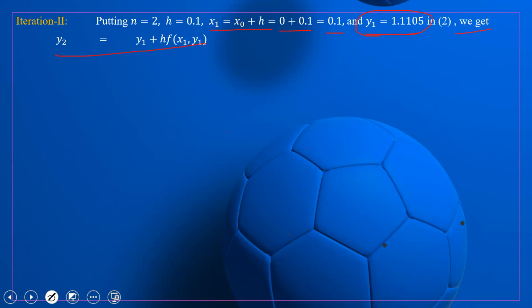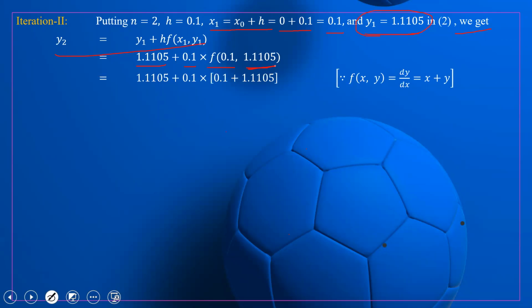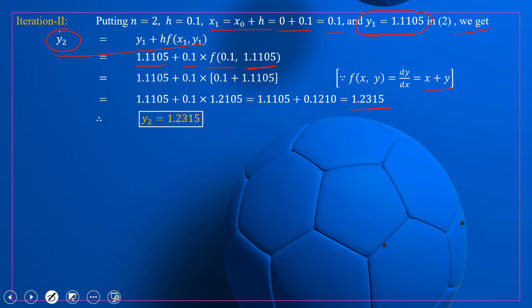What is the value of y2? So y2 is equal to 1.1105 plus 0.1 into f of 0.1, and y1 is what? It is 1.1105. So by using this formula, the value of y2 is equal to 1.2315. So this is y2. Now this is what? It is the first value of y2. So we want to again approximate the value of y2 with the help of modified Euler's method.